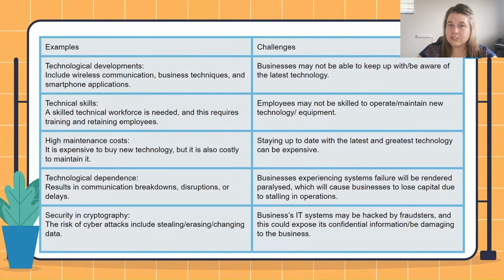All right, so here's some examples and challenges. So technological developments. These include wireless communication, business techniques, and smartphone applications. Businesses may not be able to keep up or be aware with the latest technology, like I mentioned. All right, most companies have an app for their business, and companies that don't have an app may be affected in that way. And most companies have a website. So if you're starting off and within the first year you don't have a website, you might need to look into that, because it's not going to be good for your company, because everyone's online and everyone goes to look at the website. So there's a nice example there.